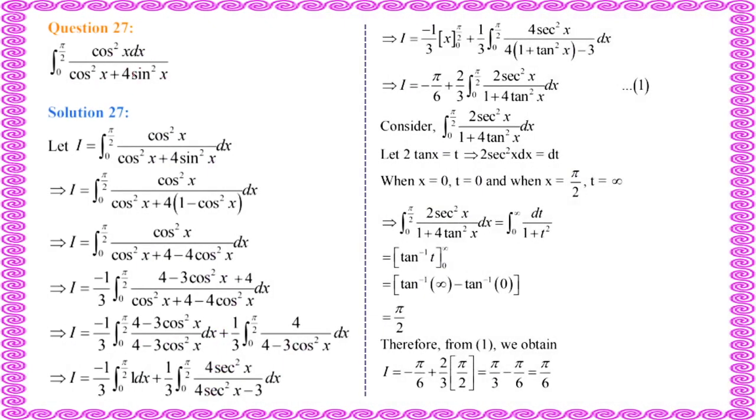Question number 27: cos square x upon cos square x plus 4 sin square x. First of all, we are splitting this sin square x, writing 1 minus cos square x. Opening the bracket, then what are we doing? We are multiplying and dividing by minus 3.